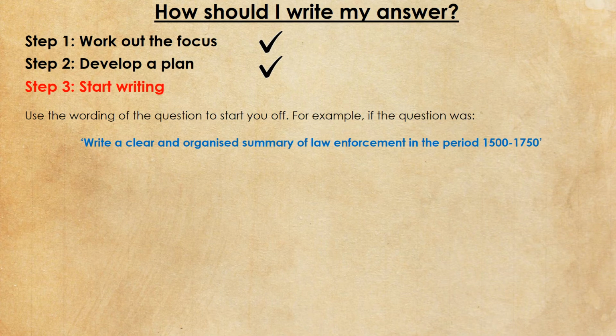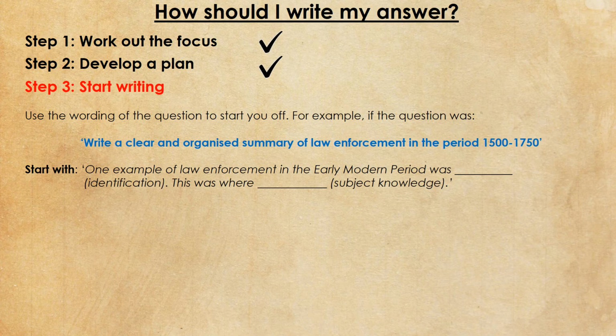So if the question was, write a clear and organised summary of law enforcement in the period 1500 to 1750, I would start off with one example of law enforcement, because that's the theme, in the early modern period, because that's the time, was... And then I would identify an example of law enforcement at this time from my revision.